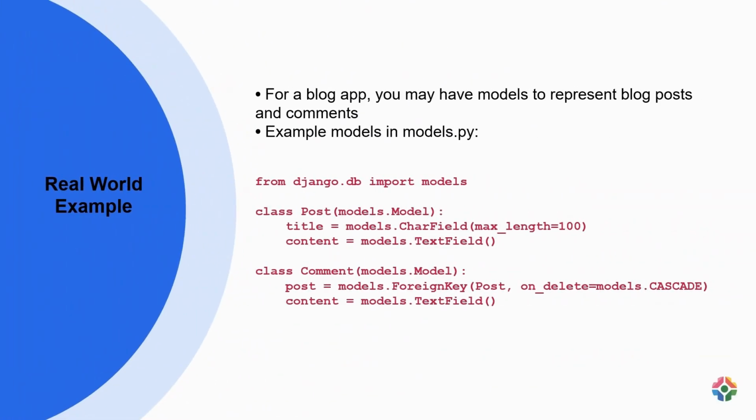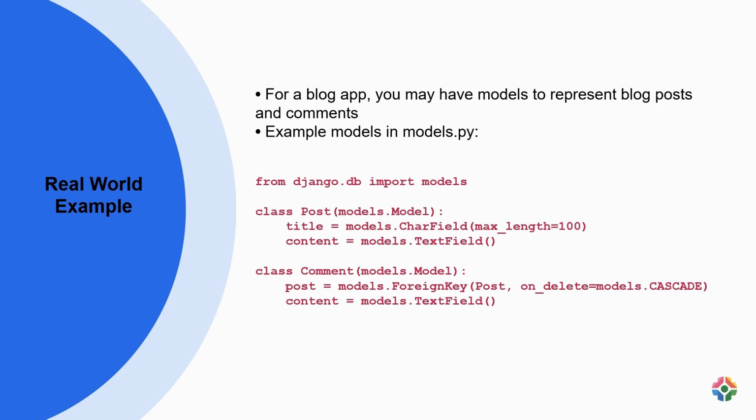In a blog application, you can create models to manage blog posts and comments. The models.py file contains the Python code for defining these models. For instance, the post model includes fields like title, a char field with a maximum length of 100 characters, and content, a text field, to store post details.